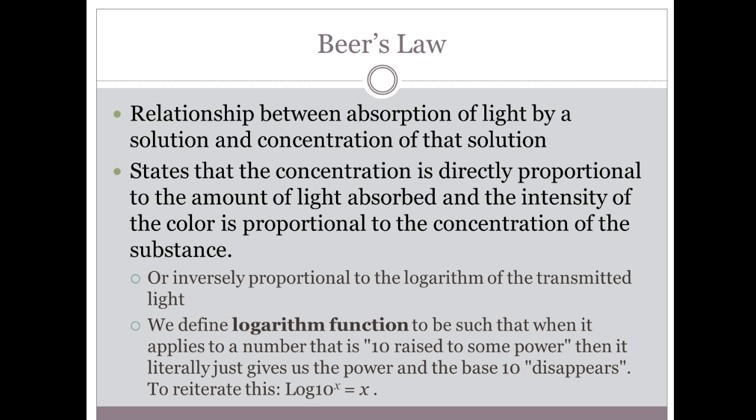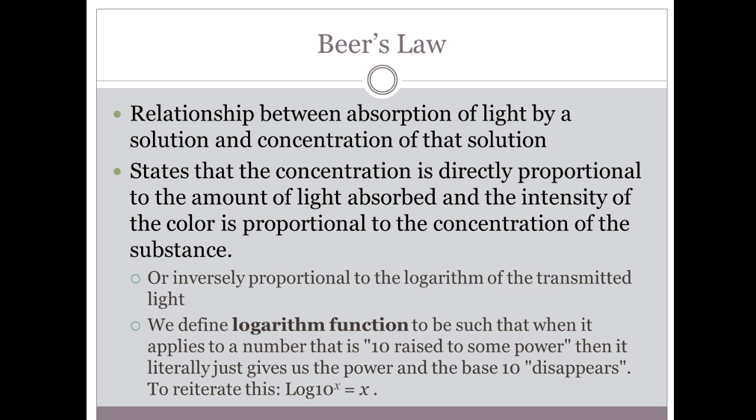So let's read this again and see if it now makes sense. The concentration, or how thick that beer is, is directly proportional to the amount of light absorbed, and the intensity of color is proportional to the concentration. So the darker it is, the more concentration there is. There's more alcohol, more beerness to it than say a light beer.